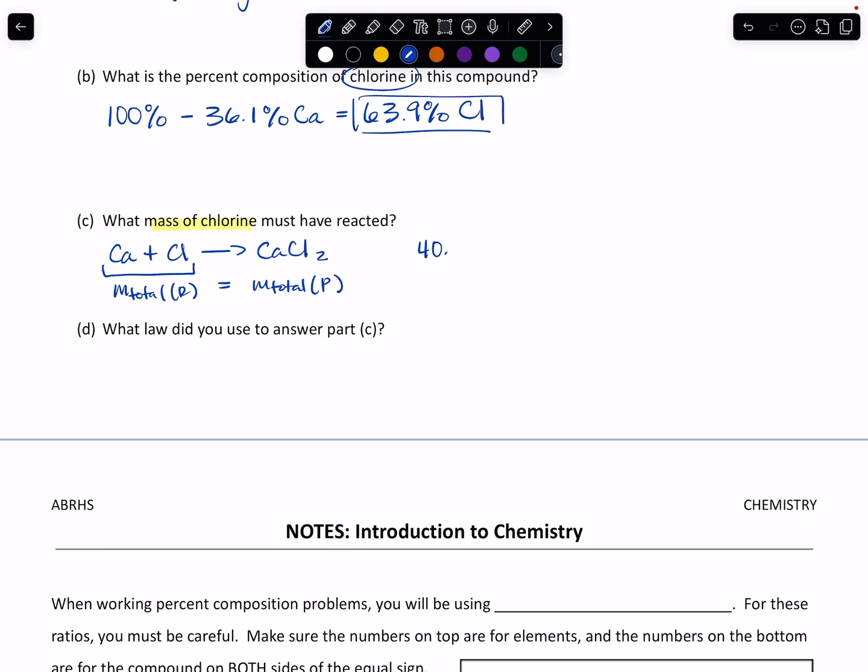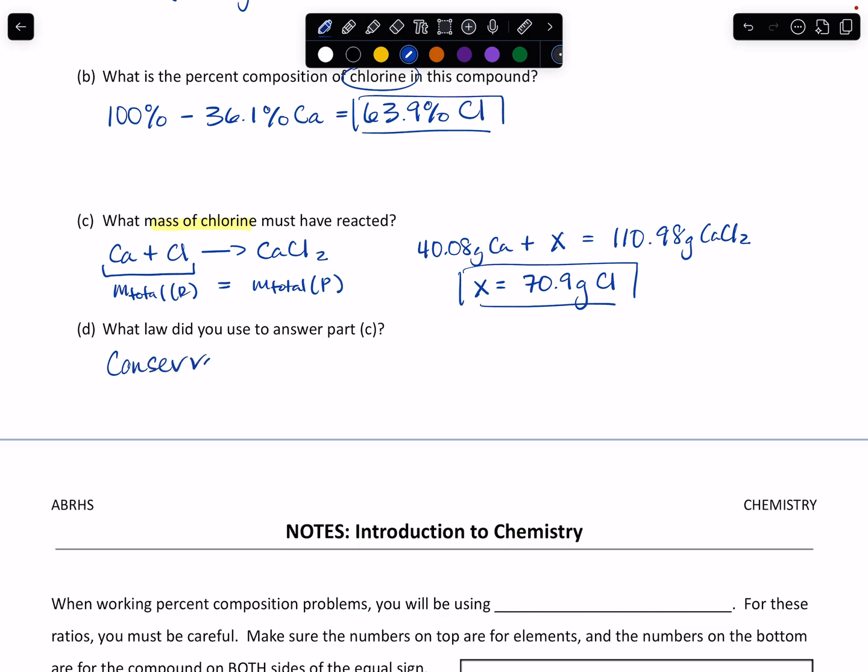All right, well, I know I have 40.08 grams of calcium. I don't know how much chlorine, and the whole thing has a mass of 110.98 grams. All right, so by using the law of conservation of mass, I can set up this equality. When I subtract the 40.08 from both sides, I end up with 70.9 grams for the mass of chlorine in my 110.98 grams. What law did I use? Conservation of mass. All right, one of the best laws out there.